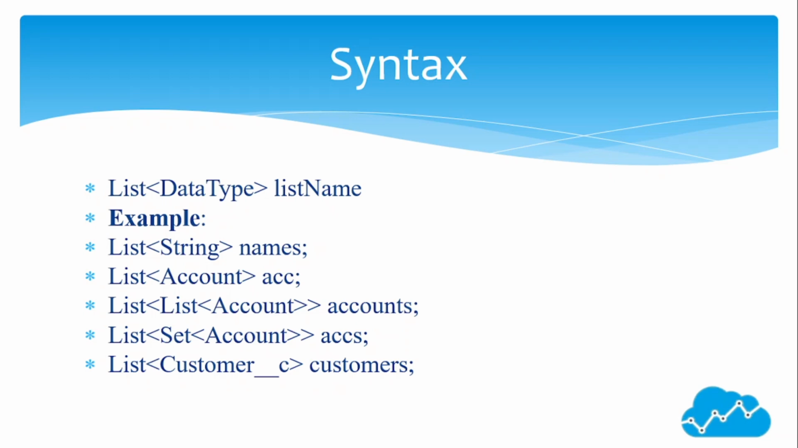Syntax: List, data type, then list name. Example, List of String names. List of Account, this is an sObject type, so the acc variable name can be anything. List of Account, so here I am taking accounts. List of Set of Account, we can also declare this as accs. List of Customer, so a custom object we are taking over here, customers.